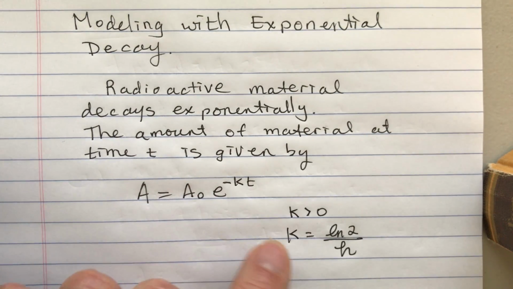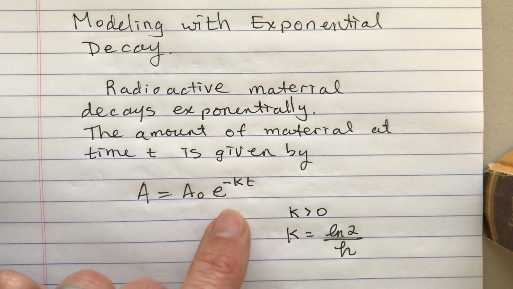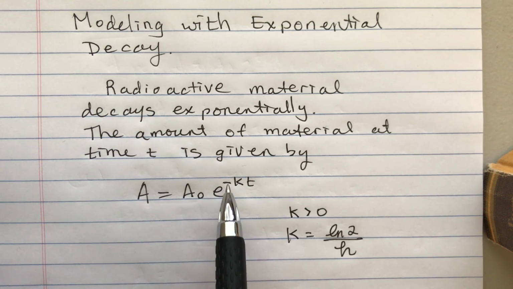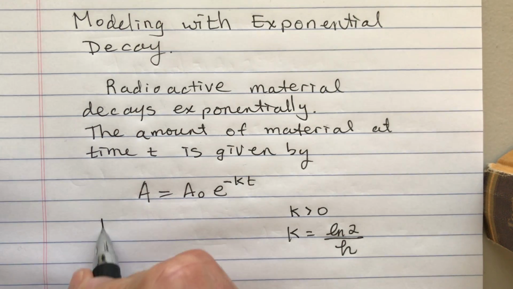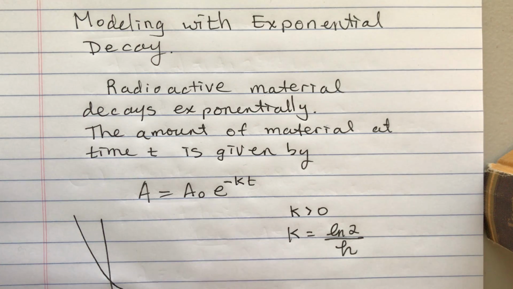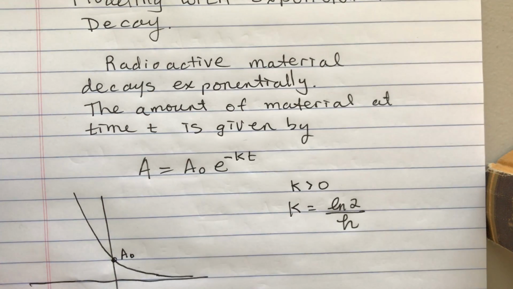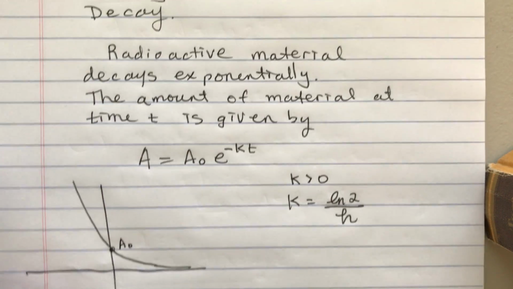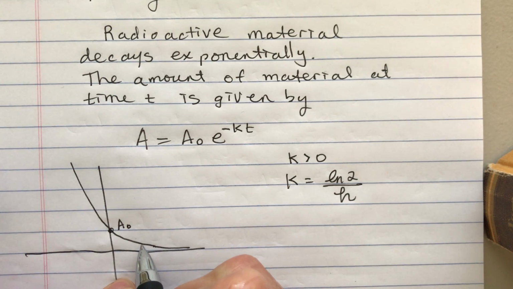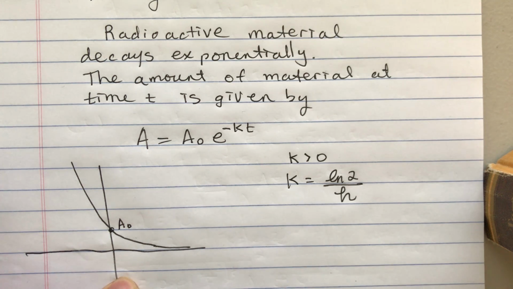So we had a similar formula when we had exponential growth. In exponential growth, you have almost the same thing, except there's no negative here. So exponential growth is growing, this is decaying. And here's A0, and what happens is that after a fixed period of time, which is h, you're going to get half of the material that you had before. And then another fixed amount of time, you'll have half the material again.